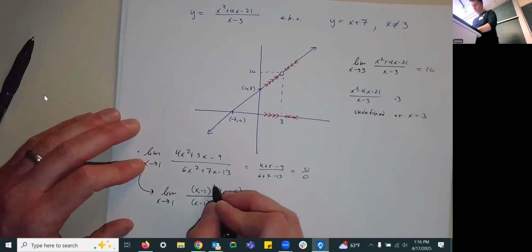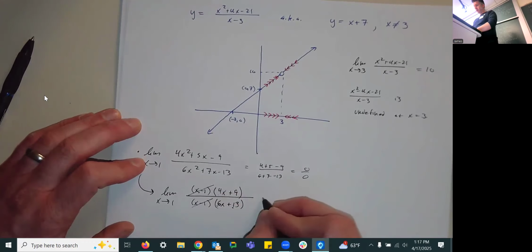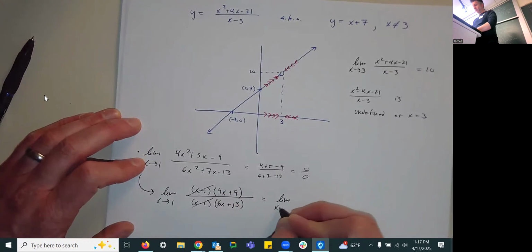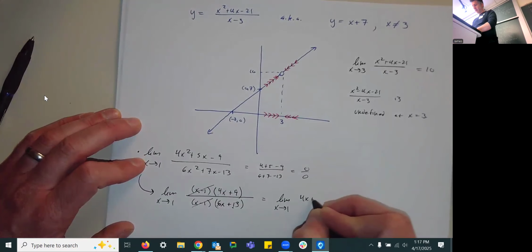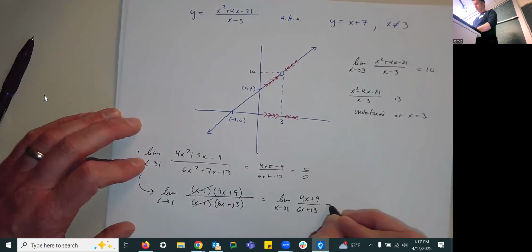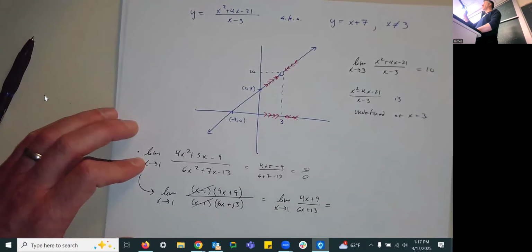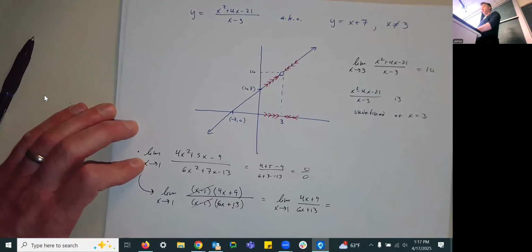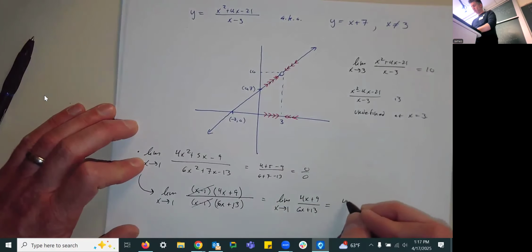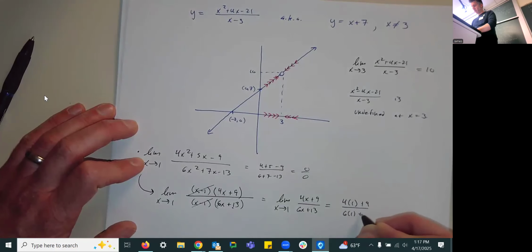So then we get to say that those divide to 1. I like to write out one more step, although you could probably skip writing this step: the limit is x squared plus 1 of 4x plus 9 over 6x plus 13. And now I'm going to plug in the 1. I'm not going to write the limit anymore. So I'm doing what the thing tells me to do. I'm finding the limit, which is 4 times 1 plus 9 over 6 times 1 plus 13, which is 13 divided by 19.